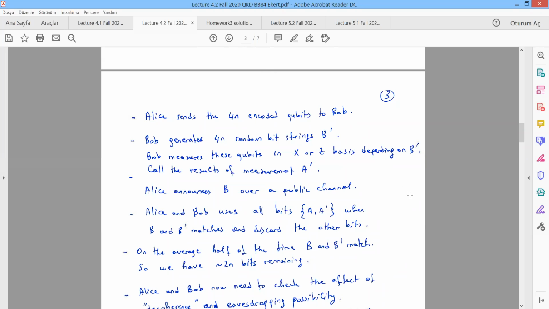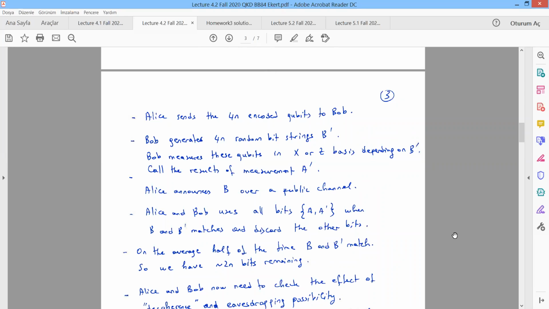Now, Alice announces the B string over a public channel. In other words, she announces the operator, X or Z operator, that she used to encode a particular qubit over a public channel. So anybody can intercept this, Eve, and also Bob receives this. And then Alice and Bob use as key all the bits A and A prime when B and B prime match, and discard the other bits. In other words, when the Pauli operators X or Z match, right?